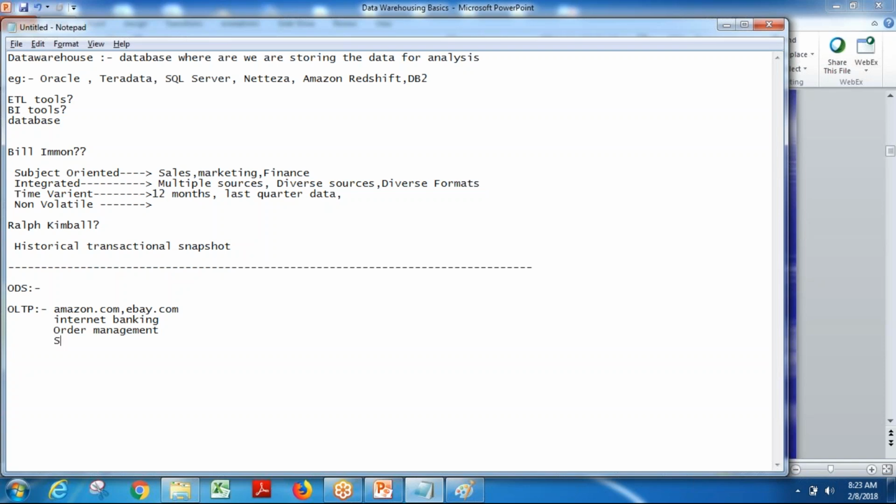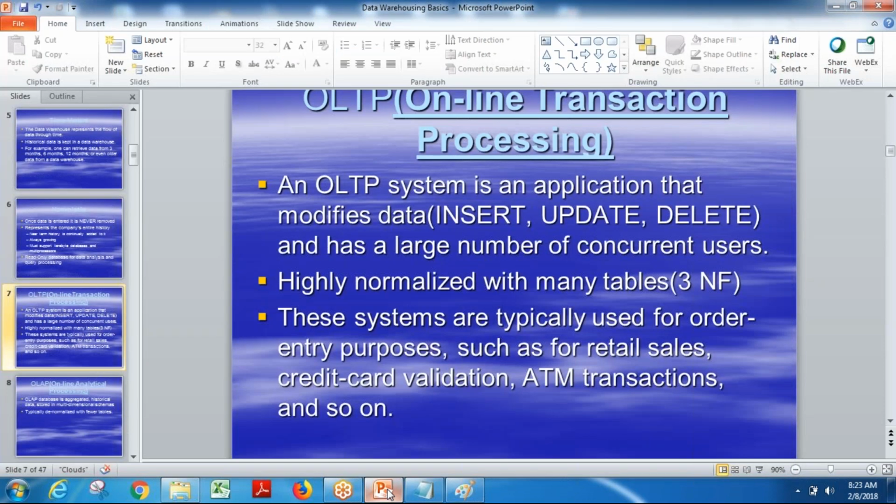And then CRM applications like Salesforce.com could be accessed by many users concurrently at one point of time, even though it's a cloud-based application. So likewise, all these transactional systems are where you have frequent updates, inserts, and deletes happening.